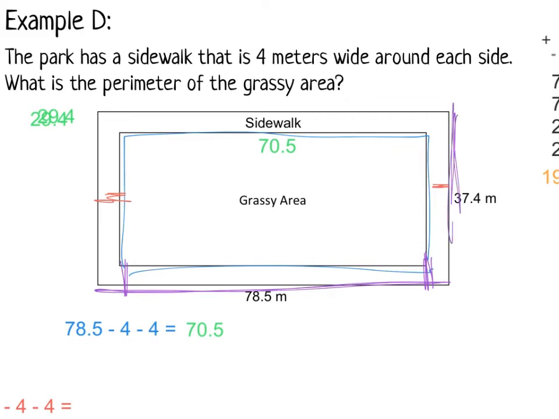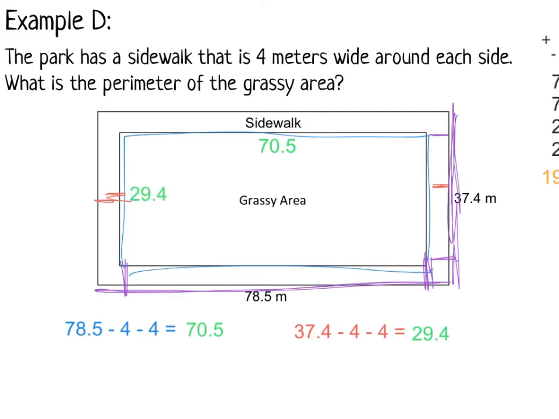I can apply the same principle on the opposite shorter side. So this side is 37.4, but again, I want to stop here where the grassy area is. So again, I know the sidewalk is 4 meters on each side, so I'm going to take my 37.4 minus 4 for one side of the sidewalk, minus 4 for the other side of the sidewalk. And when I do that, I end up with 29.4. So if I know this is 29.4, this is 29.4.